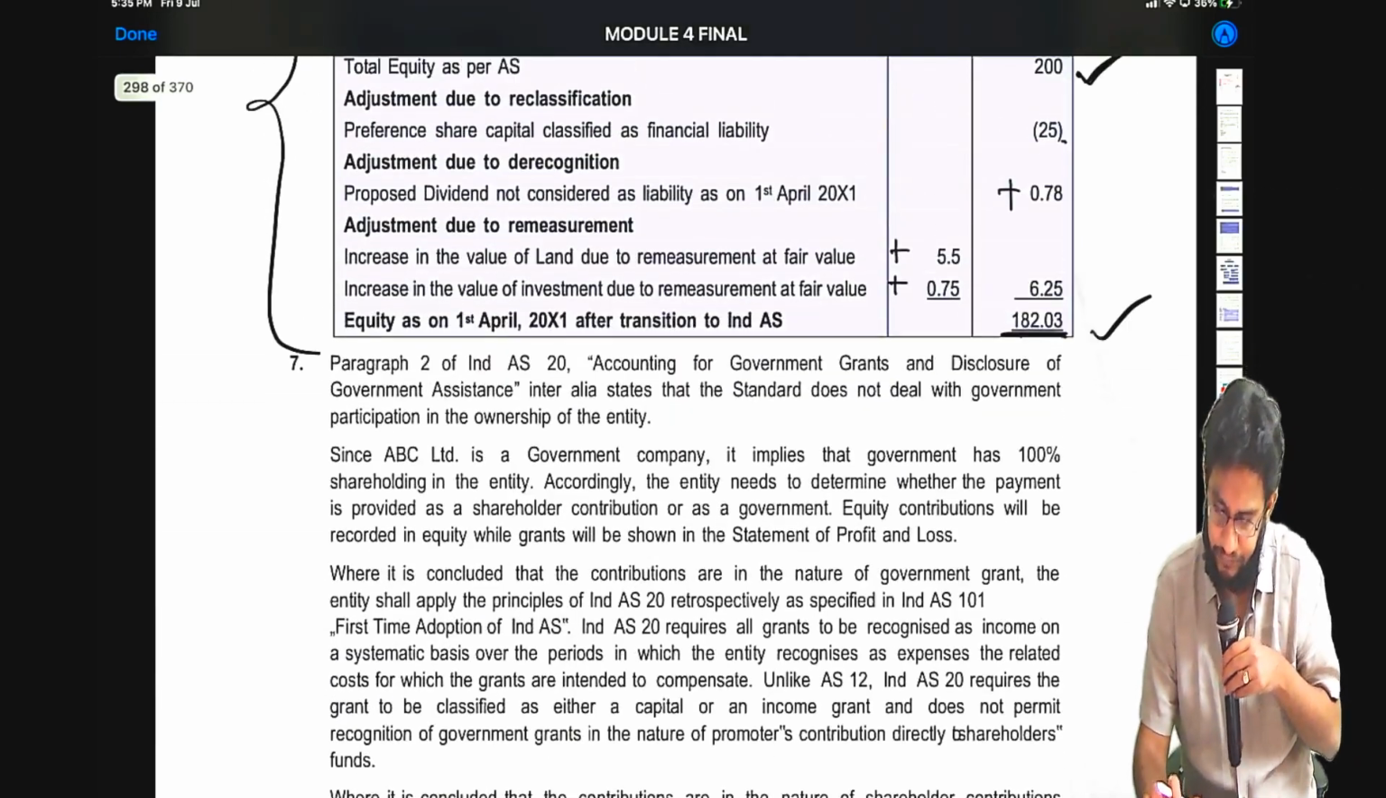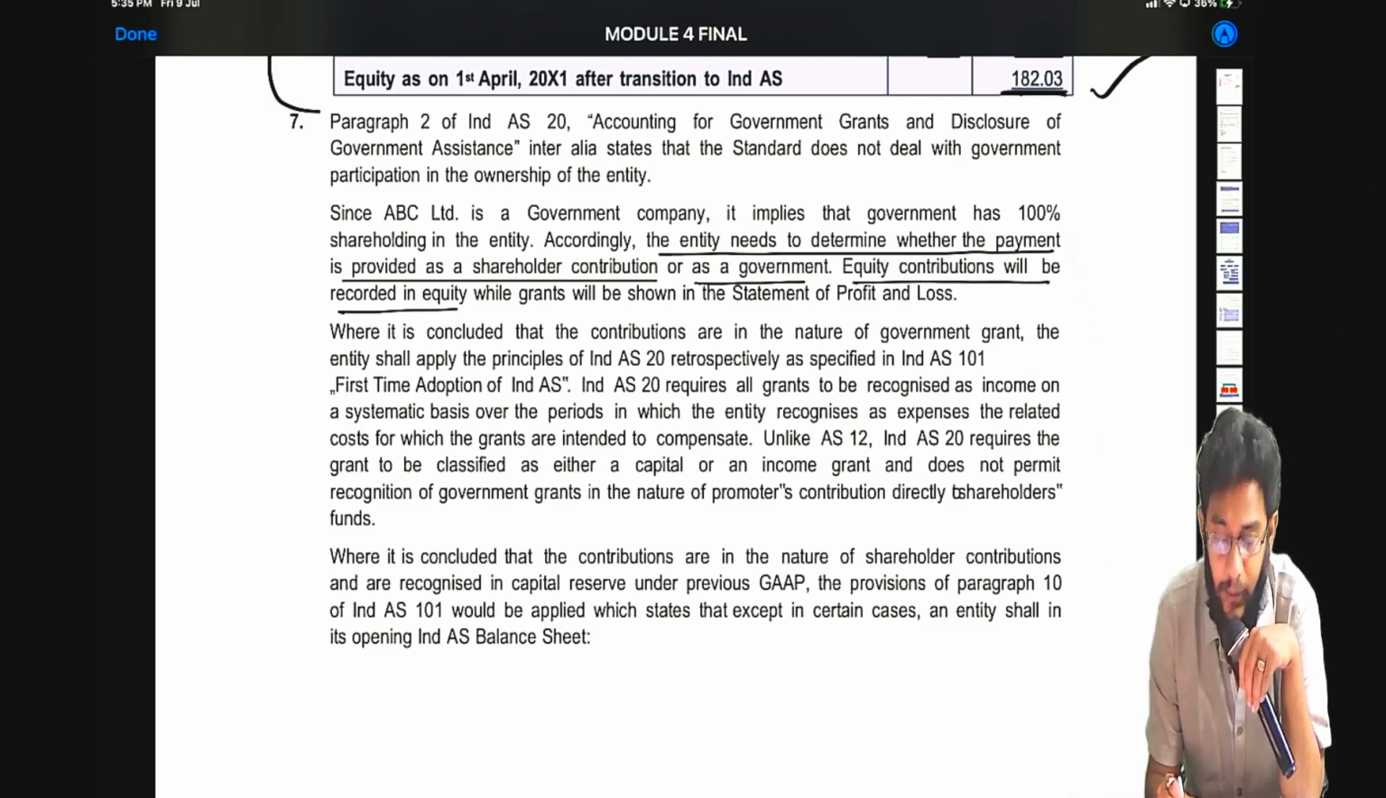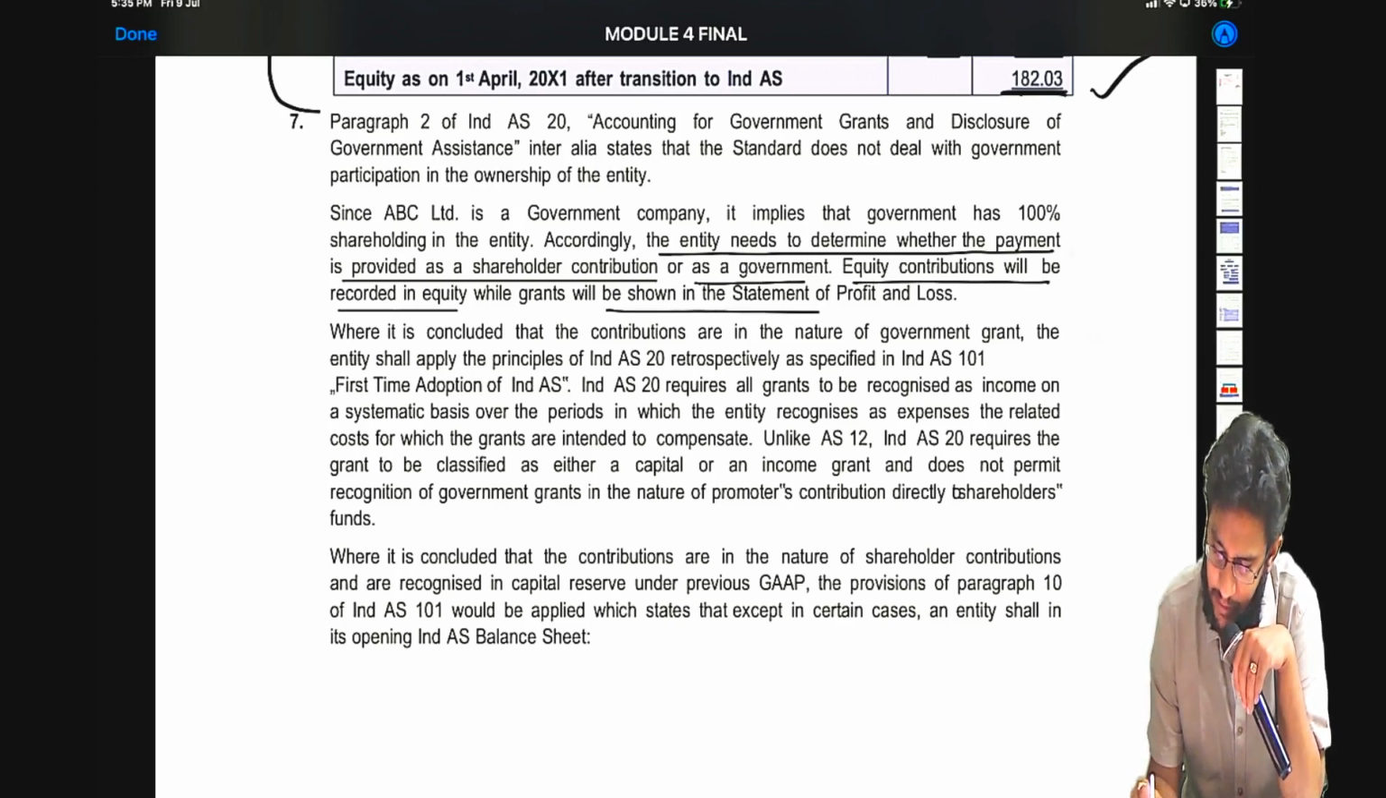Let's see. The entity needs to determine whether the payment is provided as a shareholder contribution or as a government grant. Equity contributions will be recorded in equity. Then if you record in capital reserve, you don't have a problem. Whereas grants will be shown in the statement of profit and loss.